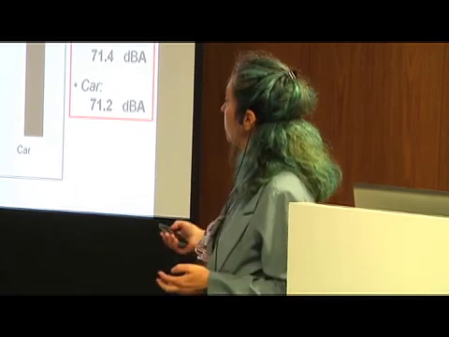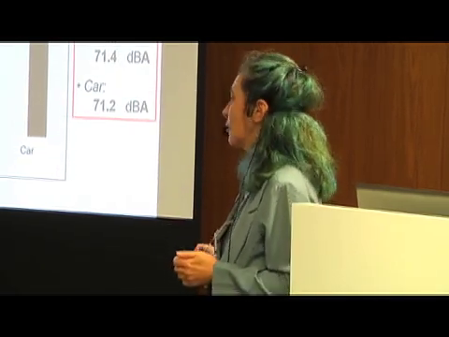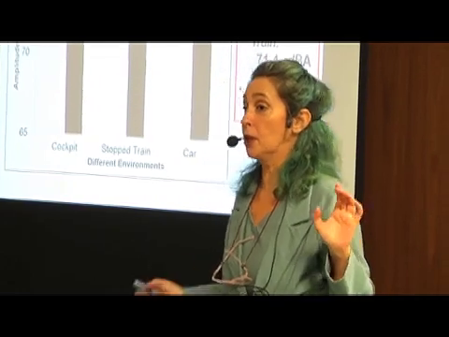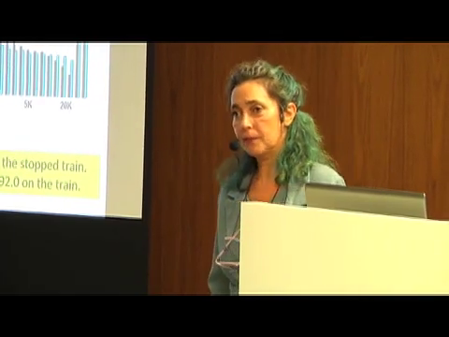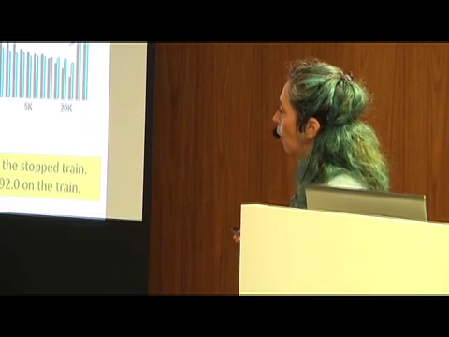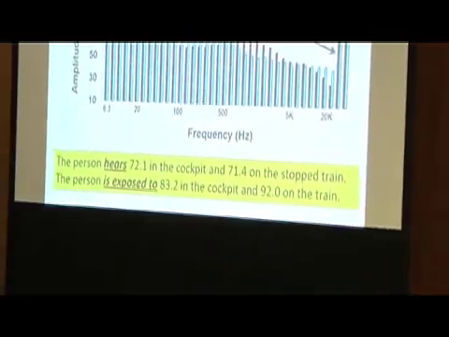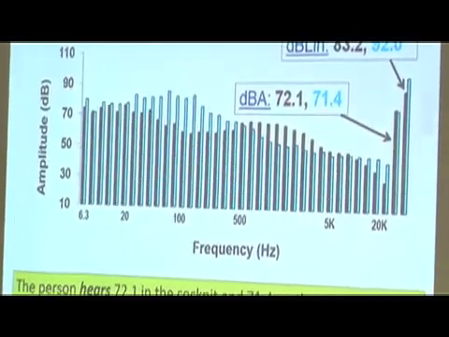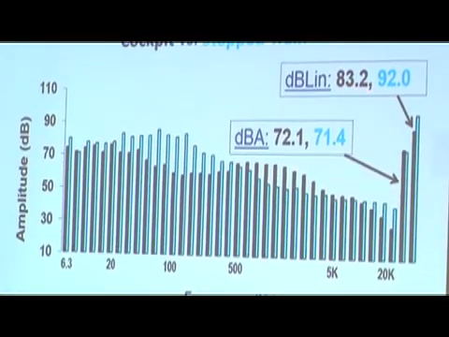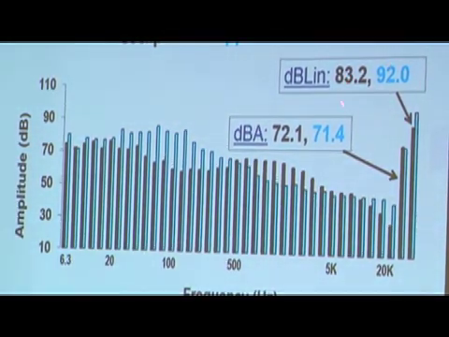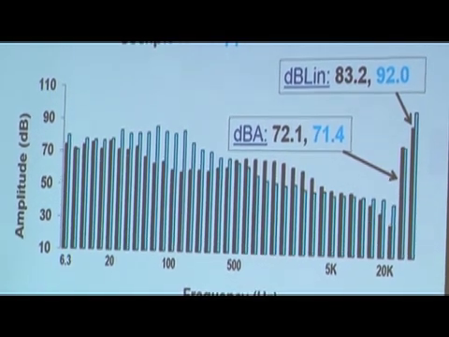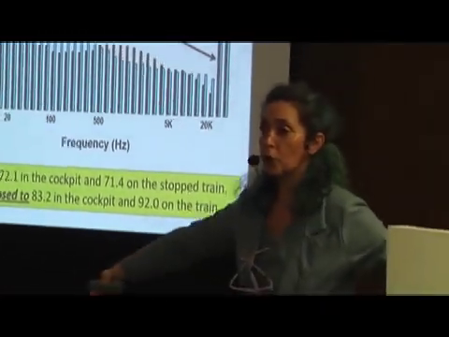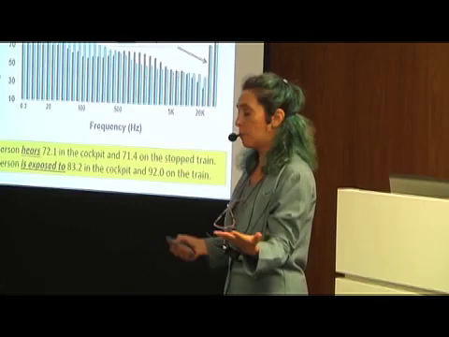In theory, if I put a rat in the cockpit, a rat in the stopped train, and a rat in the car, they will all develop the same problems, in theory, because the dBA level is the same. Well, let's look better into that. The black bars represent the cockpit. The blue bars represent the stopped train. dBAs are similar, but look at what is really there. There is more in the stopped train than in the cockpit. So you would hear the same in the cockpit or the train, but you will be exposed to more in the train than in the cockpit.